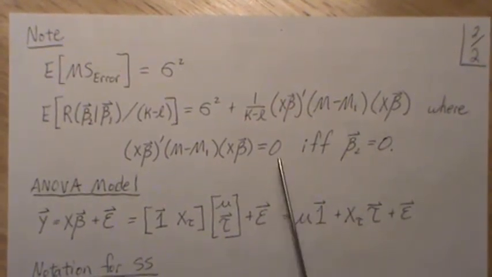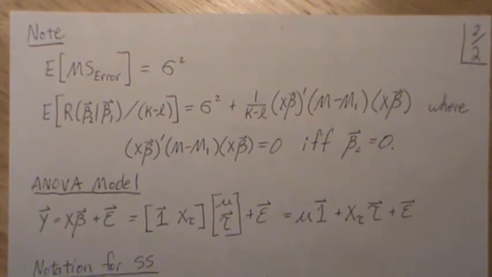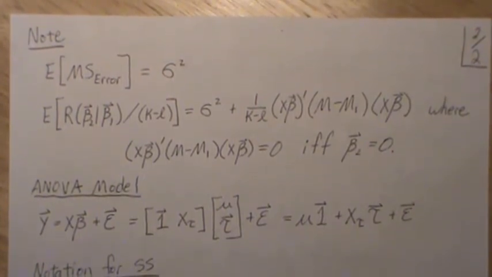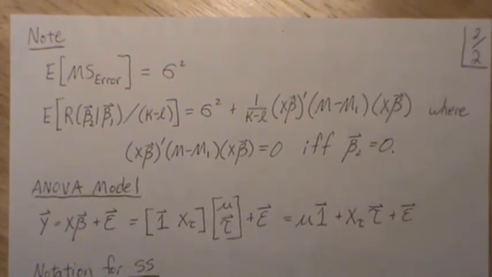Under the null, it's a perfect central F distribution. Under the alternative, it's a non-central F distribution. Anyway, there is more detail on that in the two background videos.